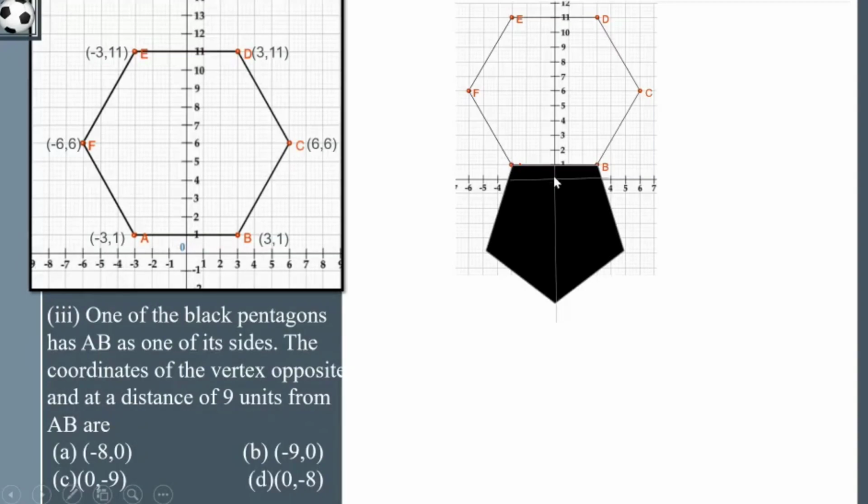Now this pentagon's vertex is 9 units away from AB. That means I need to find a point which is 9 units at a distance from AB. So this has to be 9 units. If this is 9 units, then this is my (1, 0). So 1 is gone here and 8 more downwards. So the point G will come out to be (0, -8). So the D part, (0, -8), is the answer.